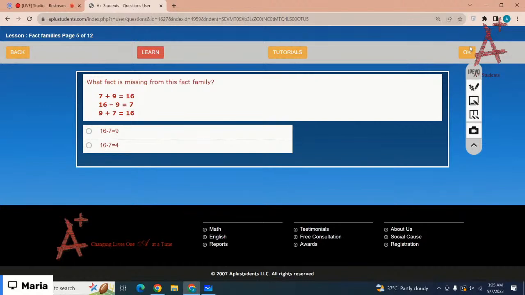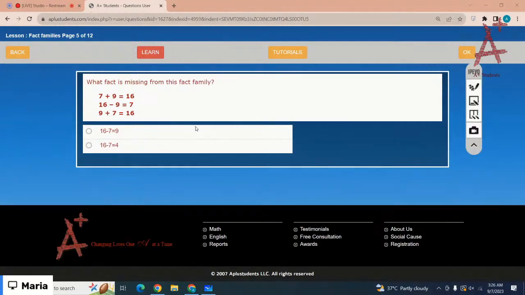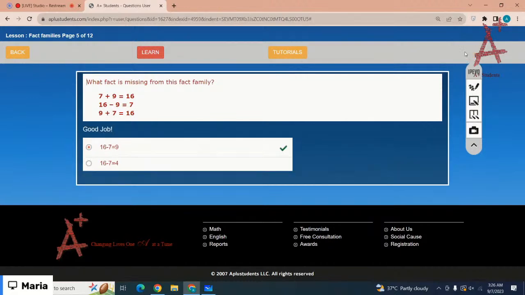What fact is missing from the fact family? So which is the correct option? Which fact is missing? You can see you are given two of the sentences related to addition, and just one subtraction. You are given just one sentence related to subtraction. That means the missing one is related to subtraction. So which is the correct option? It would be option number 1. 16 minus 7 equals 9. Option number 1 is the correct option.